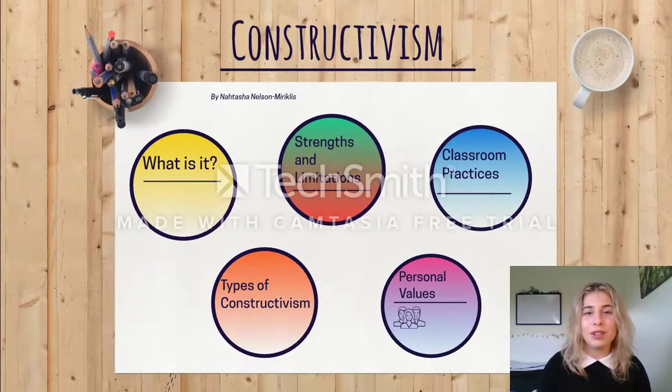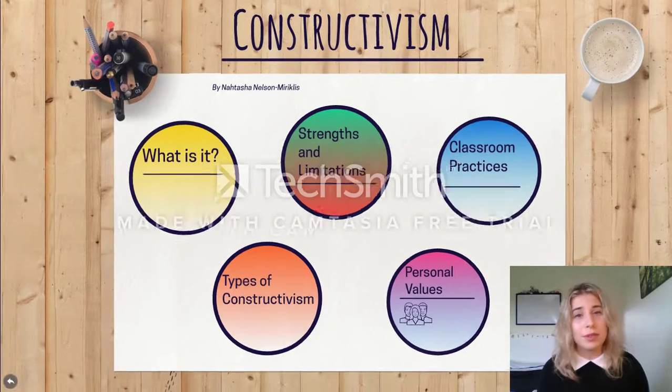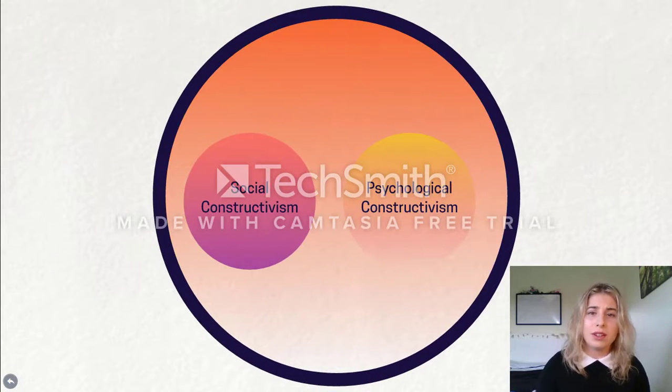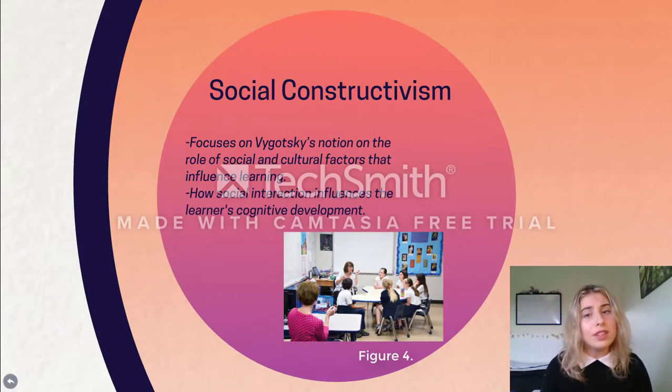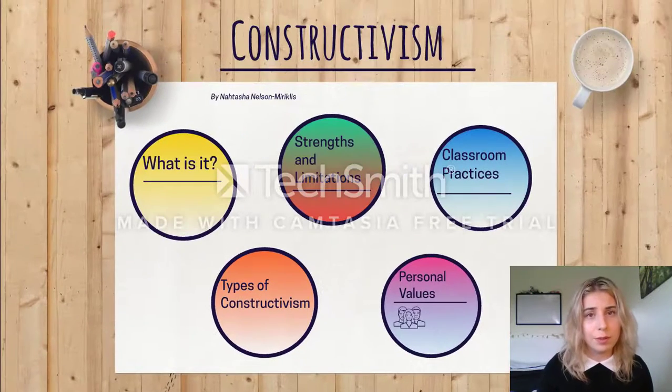So with the overall concept of what constructivism is, it is time to focus on some of the types of constructivism. The two I'll be exploring are psychological constructivism and social constructivism. Psychological constructivism is built on Piaget's theory of cognitive development and focuses on how individuals construct their beliefs, knowledge, and identity during learning. On the other hand, social constructivism focuses on Vygotsky's notion of the social role and cultures that influence learning. In this theory, the individual's knowledge acquired is not solely down to them, but instead depends on how social interaction influences cognitive development. Later on, I will explore how I'll connect these two types of constructivism within my classroom.